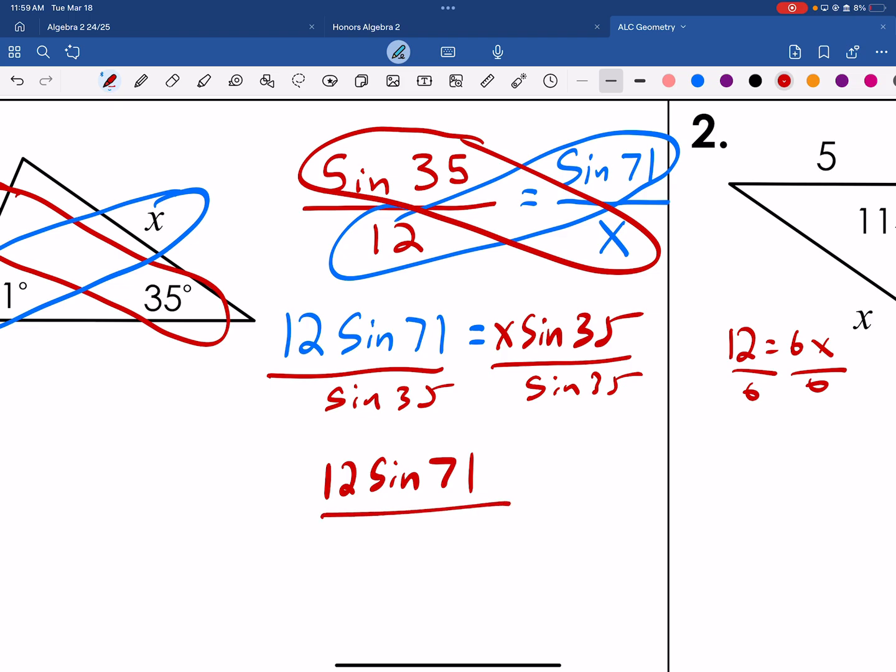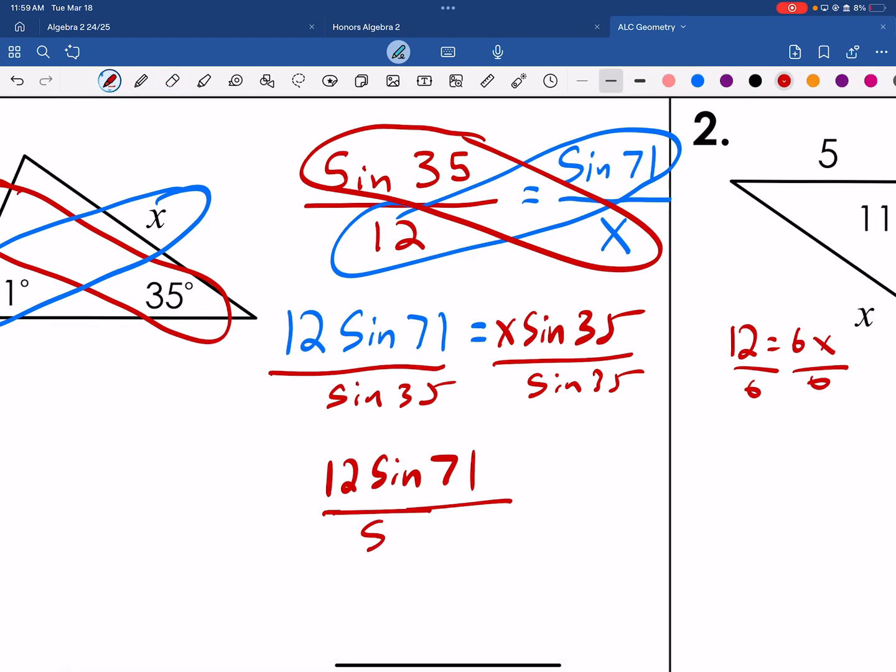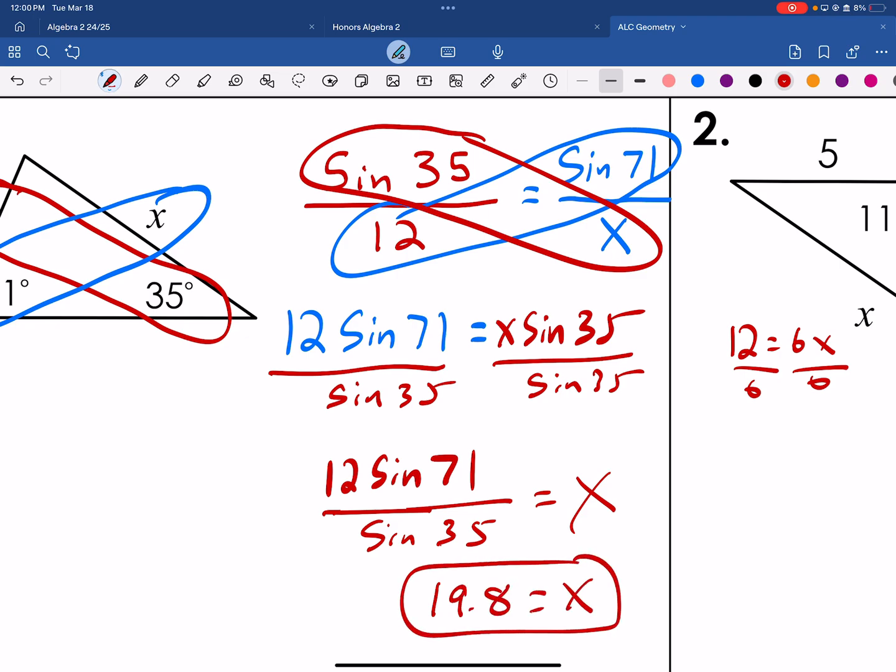We're going to divide that now by the sine of 35. We're going to divide that by the sine of 35, and that's going to give us our x value. So you have that 11.34, hit the divided by key, hit sine 35, close the parentheses, and hit equals. You get 19.8. So the length of that side is now 19.8.